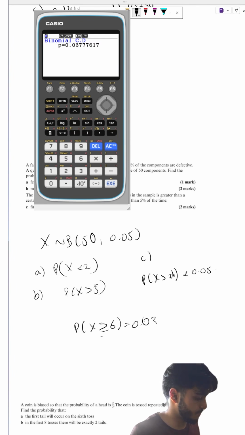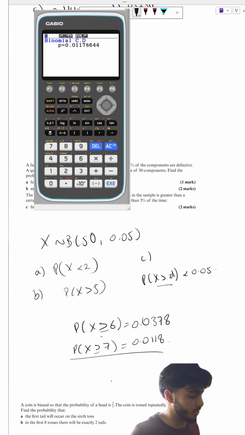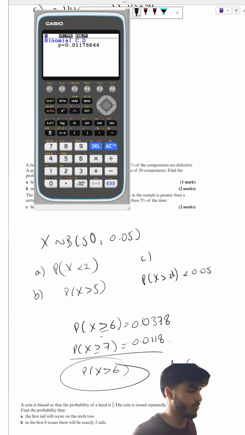377. 378, I'll just round it to. Probability x is bigger than or equal to 7 is going to equal 0.01. What was it? I think it was 1.118. Okay. But you want it to be bigger than, you don't want it to equal there. So you're just going to put probability x is bigger than 6. Okay, so D is going to equal 6.